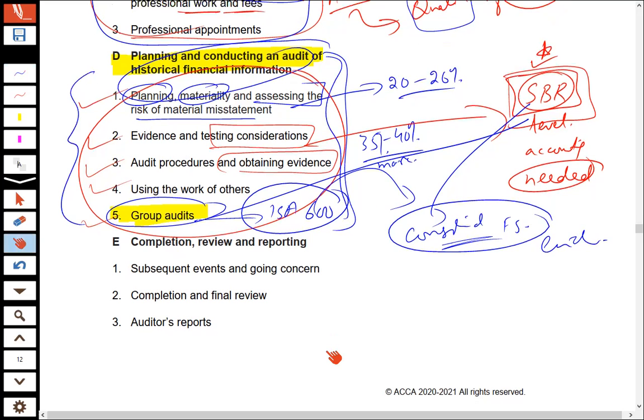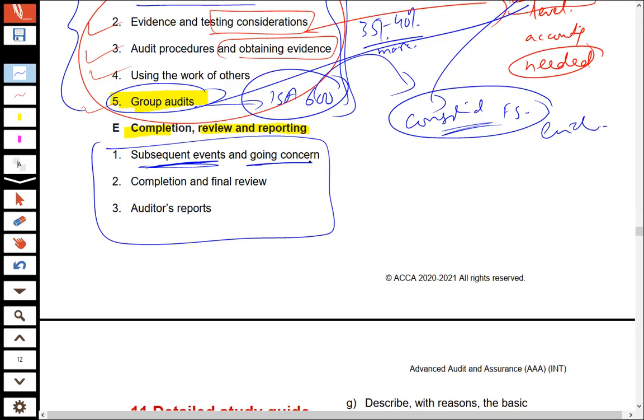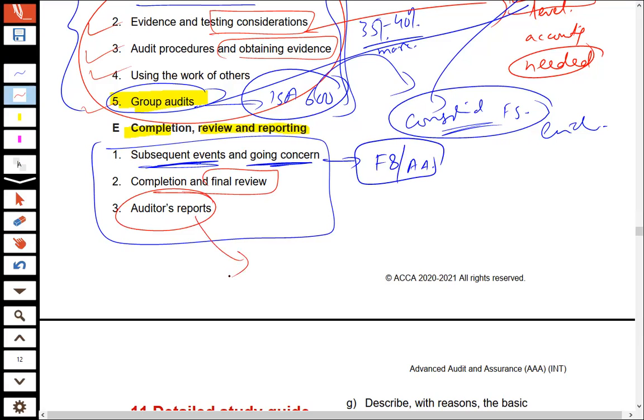And then there is the next part, which is completion, review, and reporting. In this, you would be studying subsequent events and going concern, which you had already studied in your paper AA F8 level, and completion and review, and auditor's report. The auditor's report you also covered in your F8 AA, but here the difference is the examining style of the question.